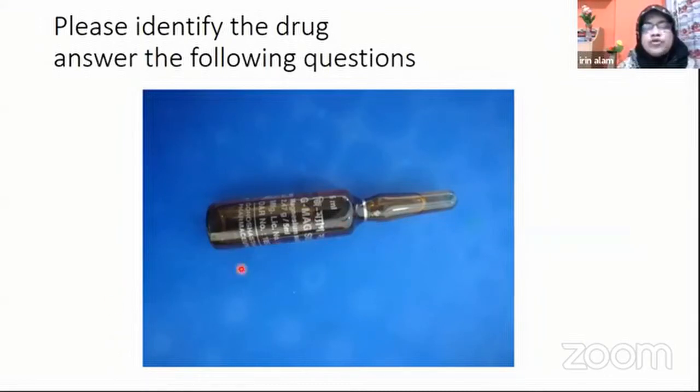There may be an ampoule, or there may be a picture of the ampoule. If there is an ampoule, you can see that this is MgSO4. Question may be, what are the uses in obstetrics? Injection MgSO4 is used in severe hypertension, that means severe preeclampsia, and as a preventive measure to prevent convulsion, and also used during eclampsia.